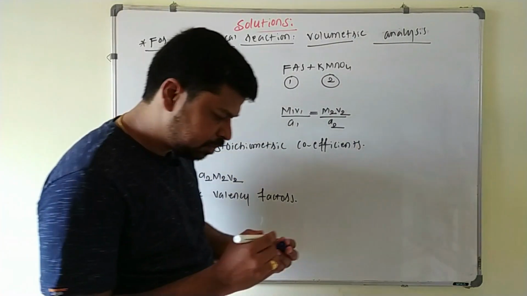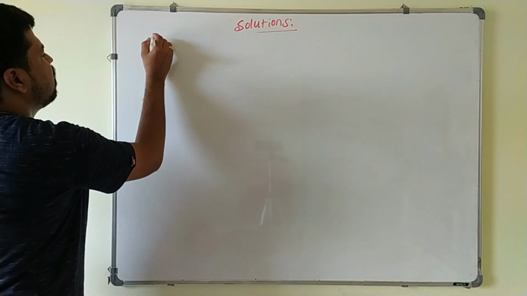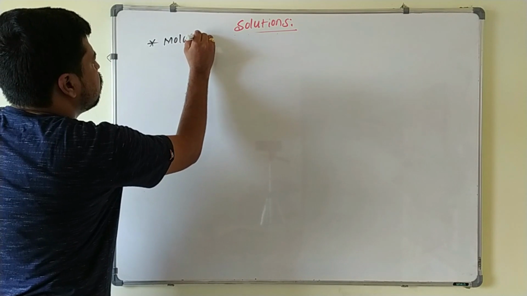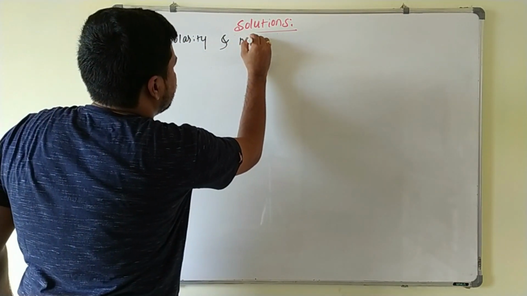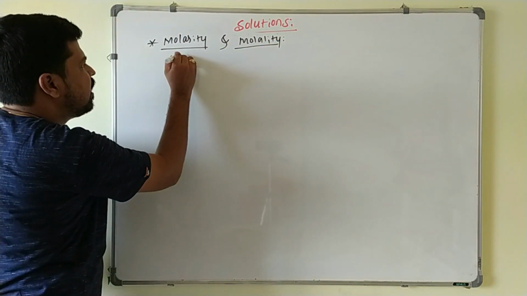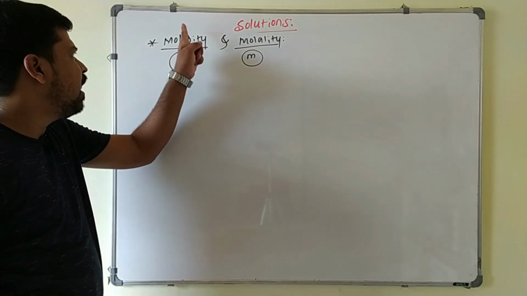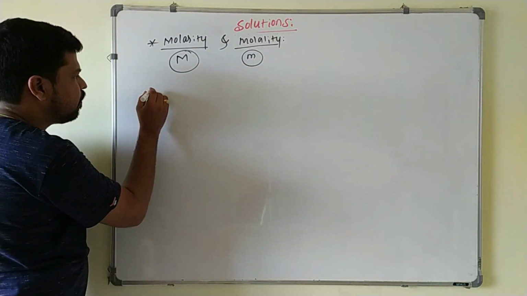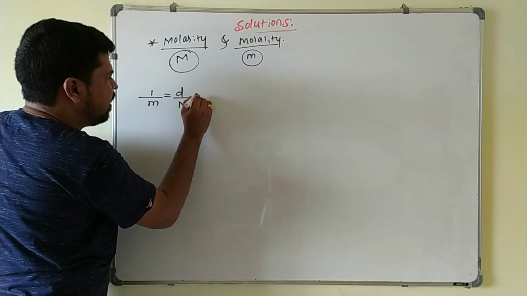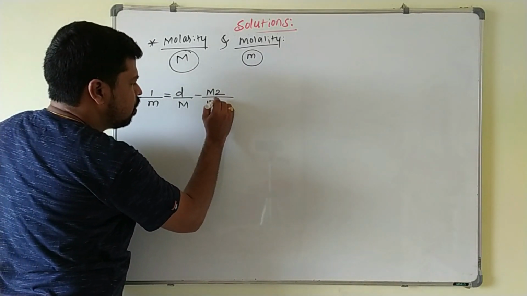Okay, next point. The next important formula is the relation between molarity and molality. How to connect molarity and molality? Always keep in mind, molarity is capital M, molality is a small m. The relation between these two is 1 by m equals density by molarity minus molar mass of solute M2 divided by 1000 here.